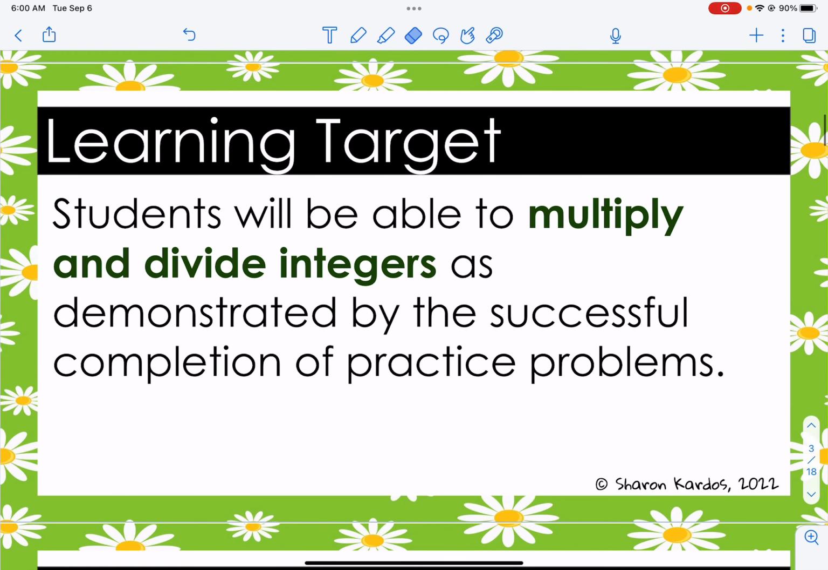So our learning target for today is that we will be able to multiply and divide integers, and we're going to demonstrate that by completing some practice problems.